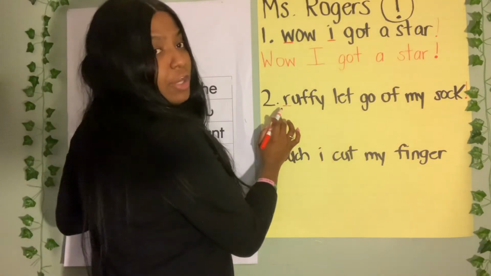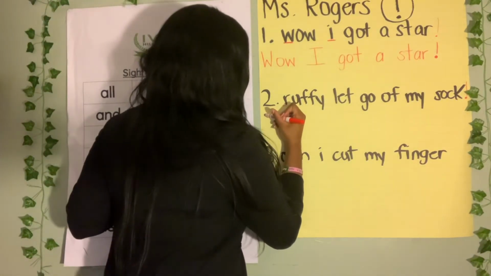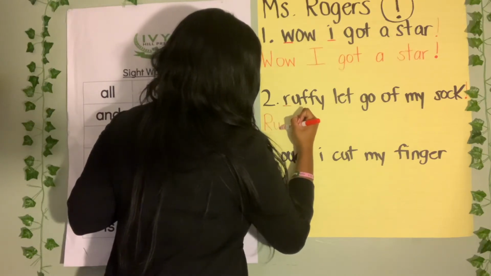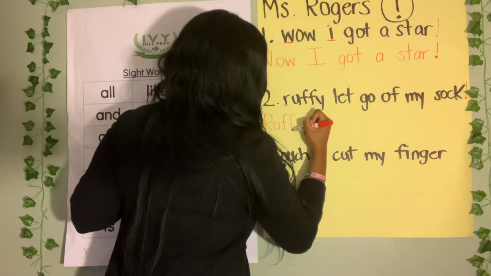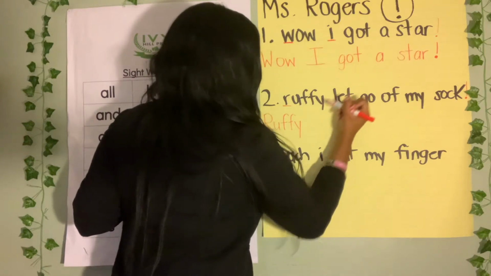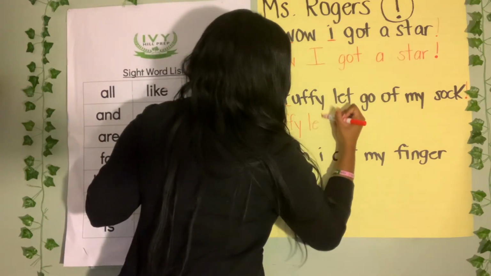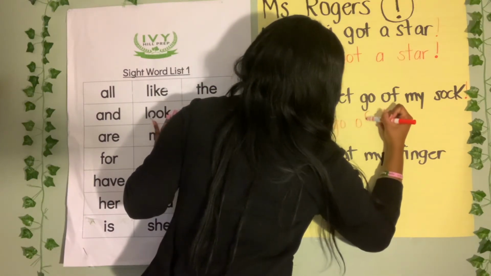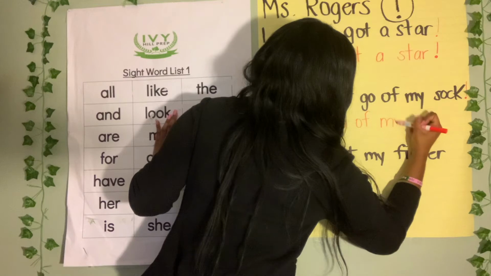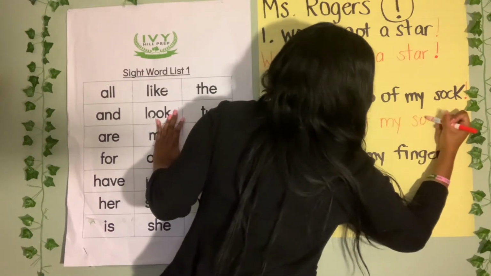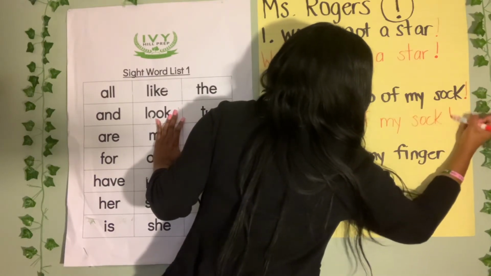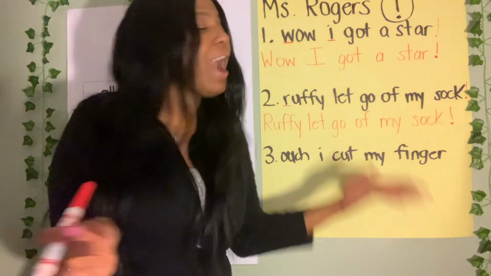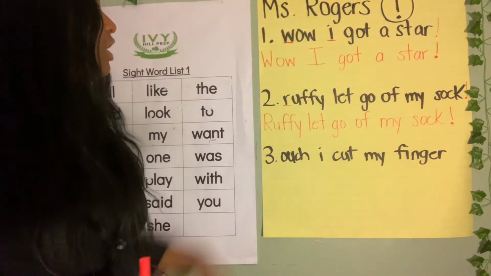We know that we already underlined this. We got to do Ruffy. So R, U. We made that capital. So we fixed that. So let's keep going. Everything else was pretty good. Let go of my sock. Added that exclamation point. Ruffy, let go of my sock. That looks good. Very good. So we corrected that one.